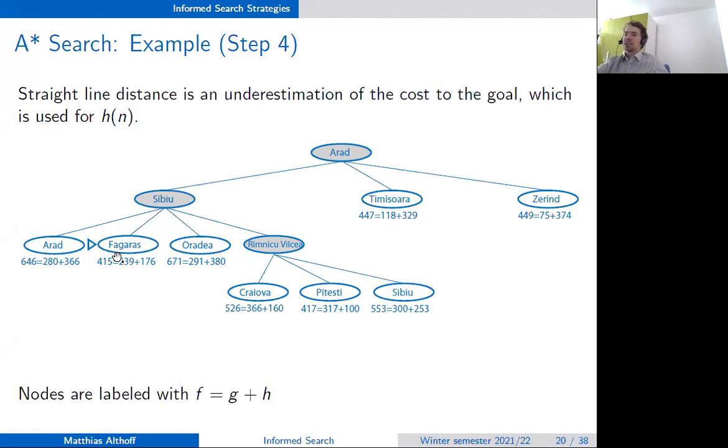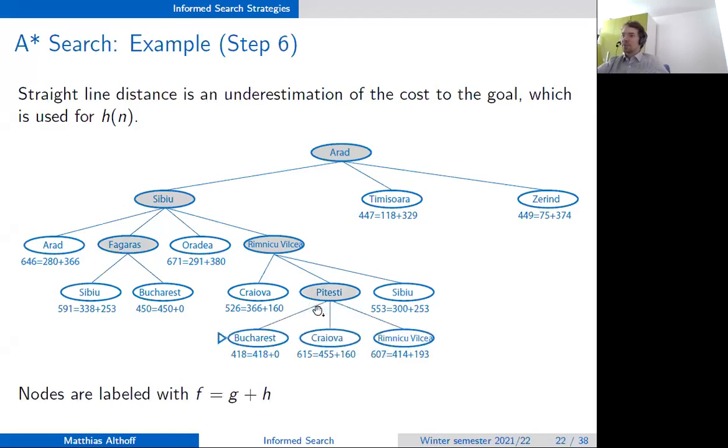And again, these costs are always increasing. Now we have 415. The next one we expand is 417. And then we're in Bucharest, which has 418. So you see the heuristic is already very good at the end. So 417, so the true cost was then just 418 in the end. And now the next node that we would expand is Bucharest, which is the goal.